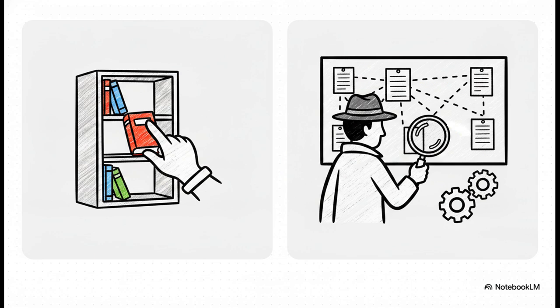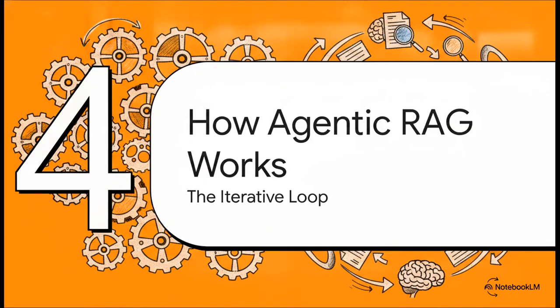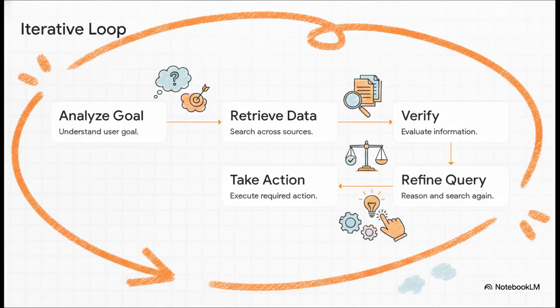It's a total game changer. That is the leap to agentic AI. So how on earth does it actually do all of that? Let's check out Section 4, how Agentic RAG works, focusing on the iterative loop. Unlike the traditional model, instead of a straight line, it works in a loop.